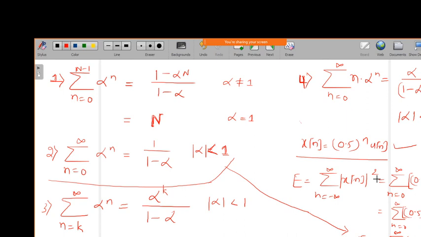Is it understood? These are very important formulas, which we can use in future concepts also. So try to note down these formulas.